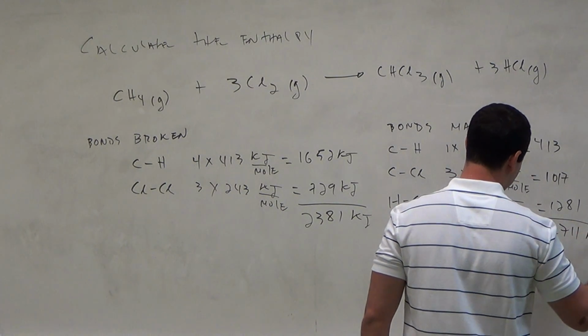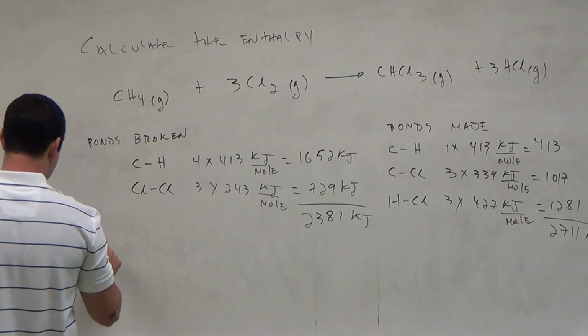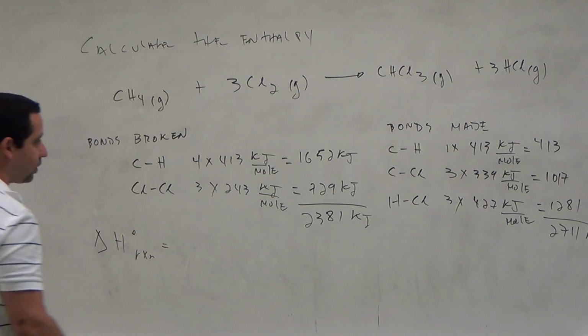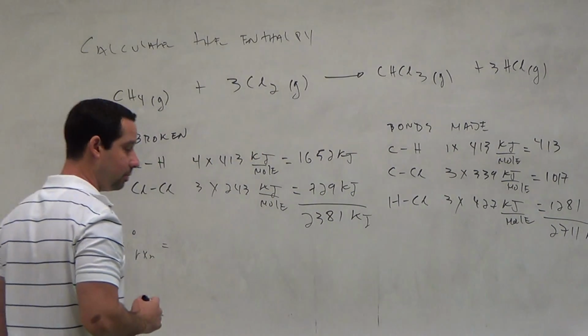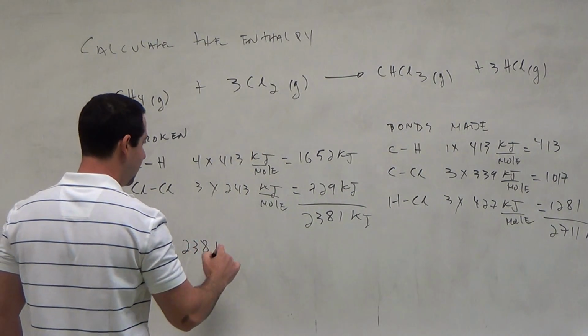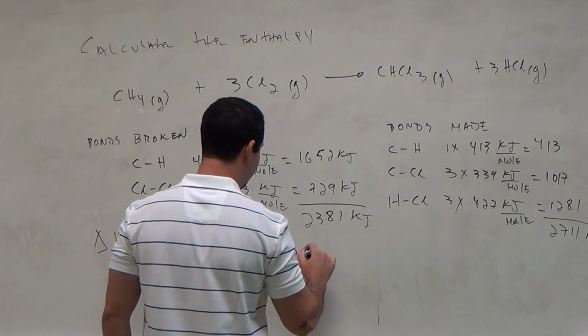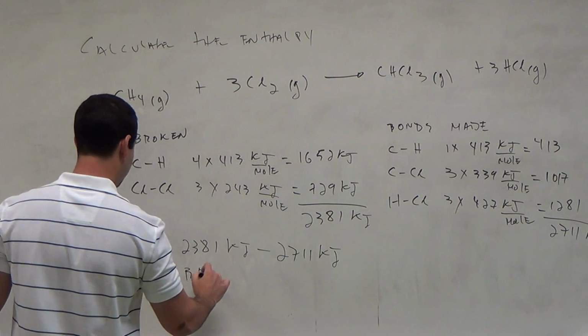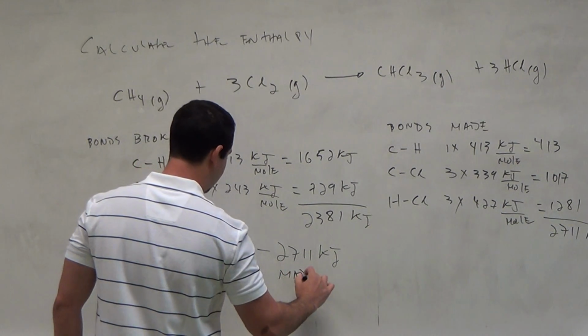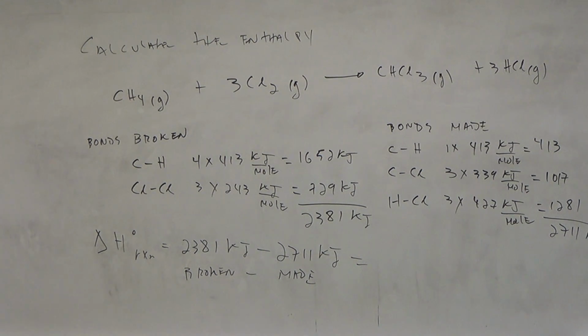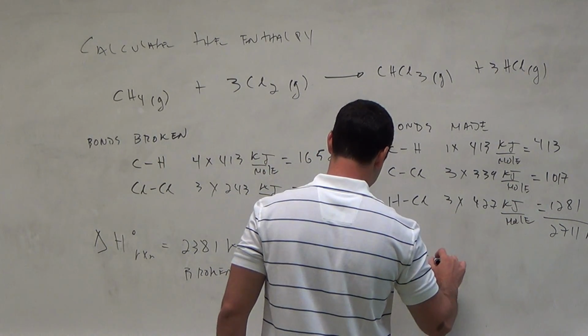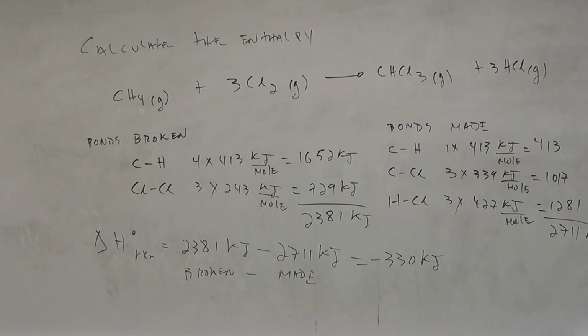So, then the delta H, the enthalpy for this reaction, is bonds broken minus bonds made. So it is 2381 kilojoules minus 2711 kilojoules. These are broken minus made. How much is this? Minus 330 kilojoules. Is that reaction exothermic or endothermic? Exothermic. Okay.